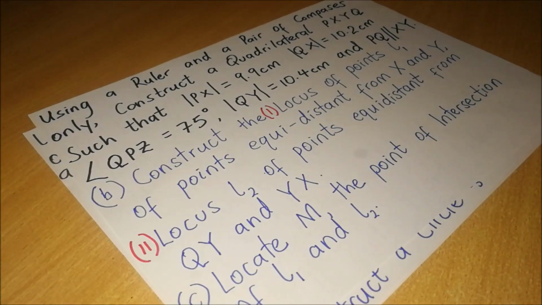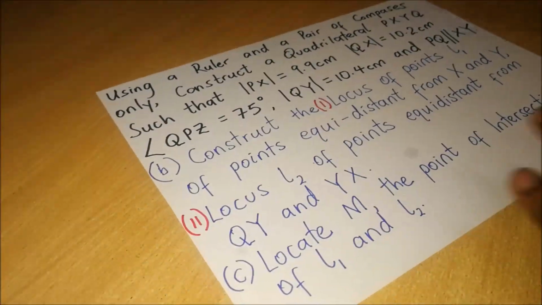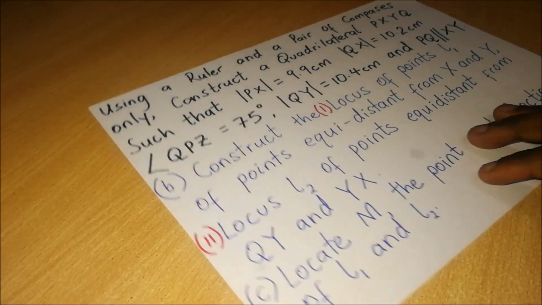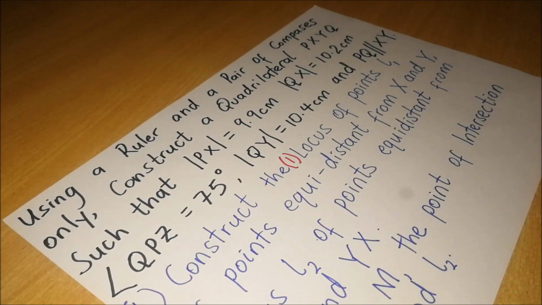So right now, let's get started with the very first one. We have this very first number here. It is telling us that using a ruler and a pair of compasses only, construct a quadrilateral. Of course, a quadrilateral is a four-sided figure. So a quadrilateral PXYQ such that PX is 9.9 centimeters, QX is 10.2 centimeters, and angle QPX is 75 degrees.